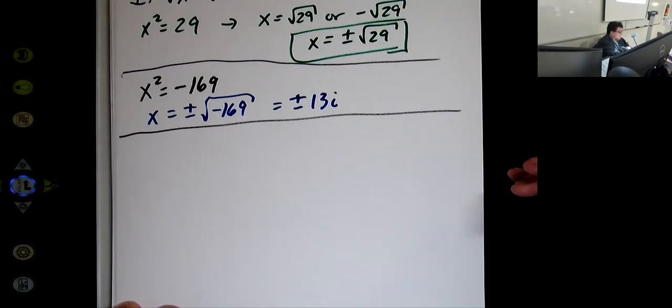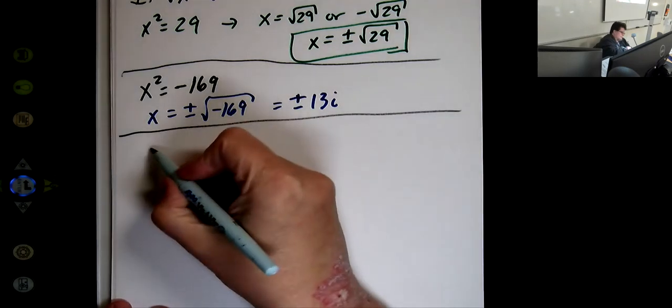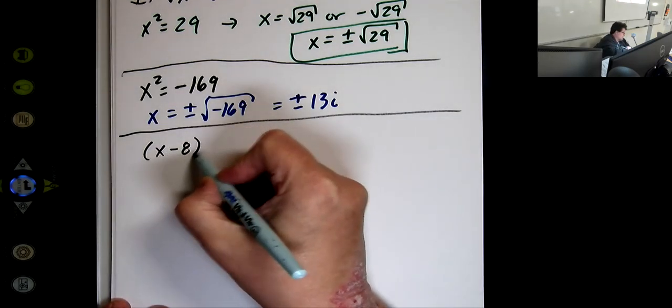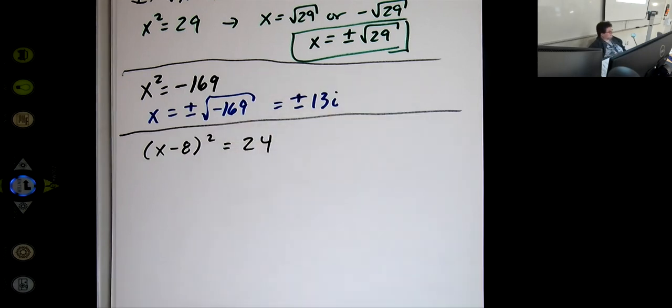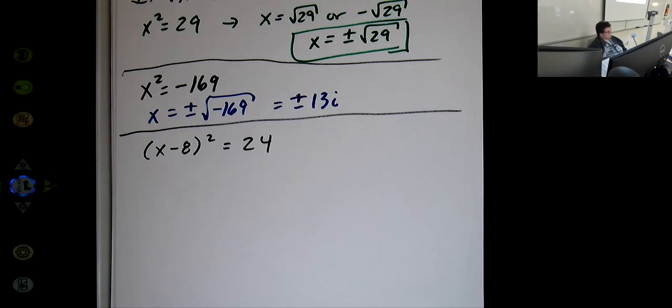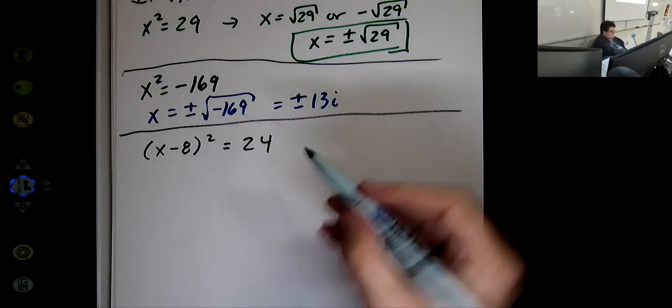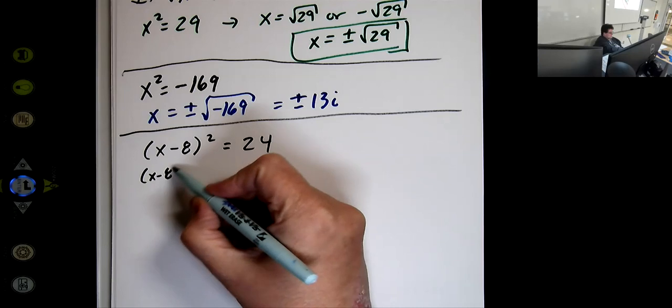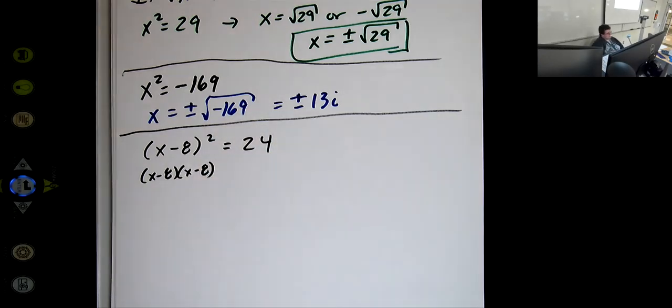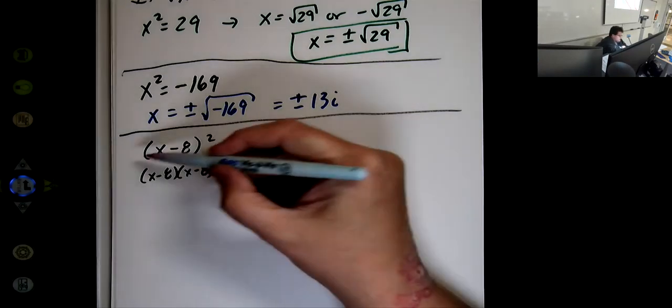There's more we can do with it. It doesn't have to be nice and pretty like that. Now, we could multiply this out, because this is really x minus 8 times x minus 8. I could multiply it out and get the 24 over on the other side, bring it over and try to factor and see what I get. But I don't need to. When I already have it in this form, the easier approach is just take the square root of both sides.